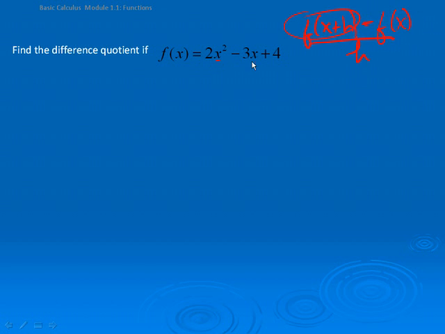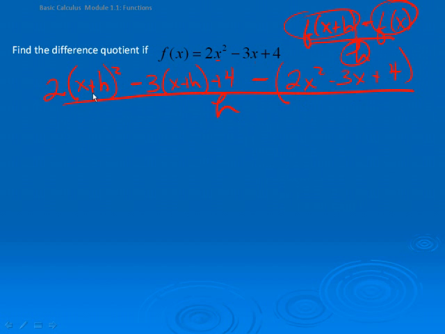All right. So now, first thing we're going to do is replace x plus h everywhere that there's an x in the function. So we're going to start off with 2 times x plus h quantity squared minus 3 times x plus h plus 4 minus these parentheses and put the function in there. So it'll be 2x squared minus 3x plus 4, all over the bottom, which is h.